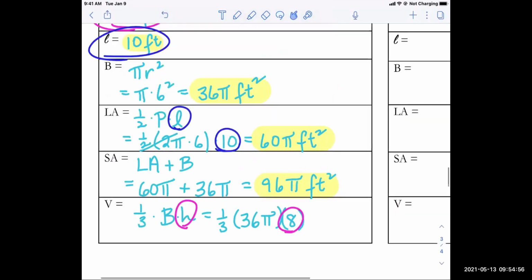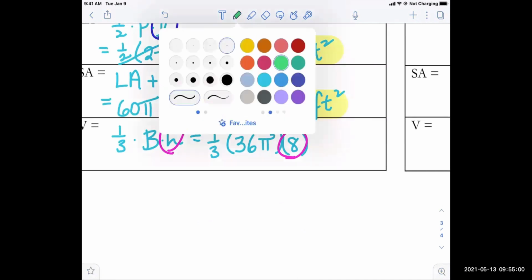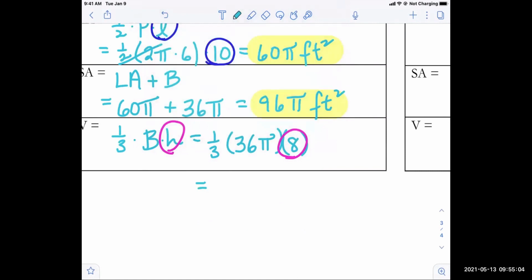Okay, so final answer here. 1/3 of 36 is 12. So we're doing 12 pi times 8, which will give you 96 what?